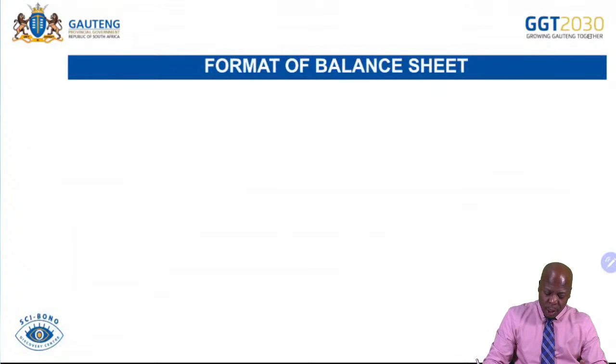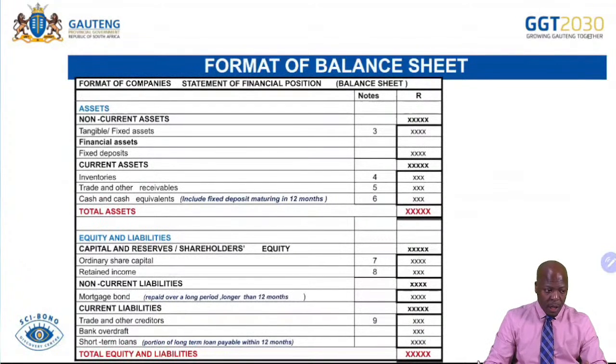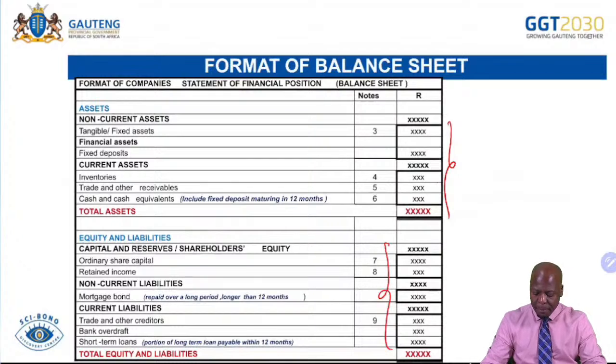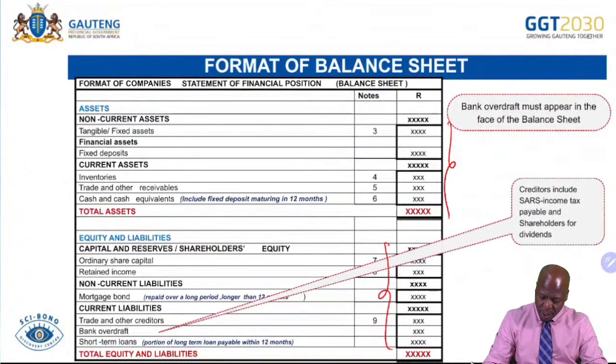When you are doing your balance sheet, you have to know the format, very important, that you have your assets, and your assets must be equal to the equity and liabilities section. And bank overdraft must appear on the face of the balance sheet. Creditors include SARS income tax payable and shareholders for dividends.